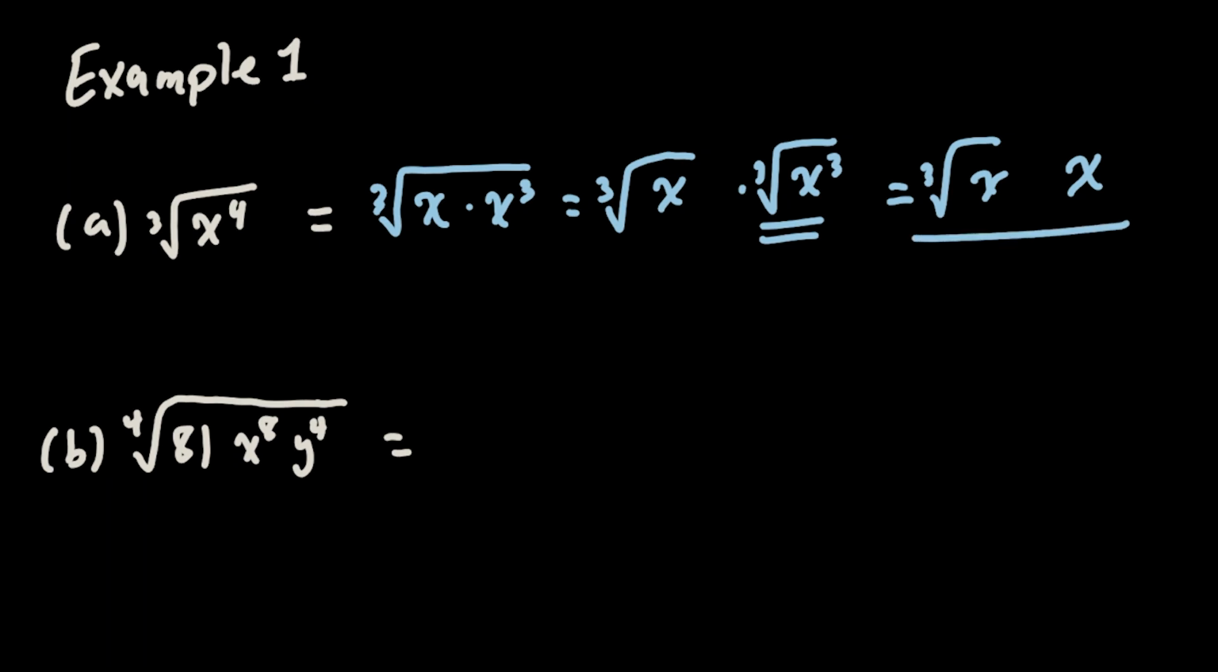Just note here that the 3 is an odd number, so we don't need to put the absolute value.